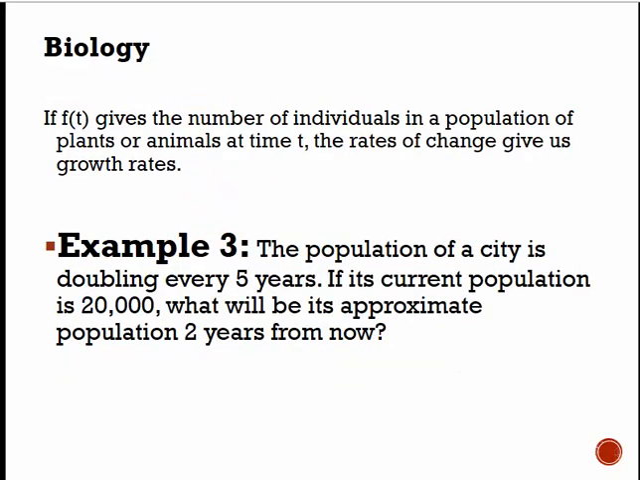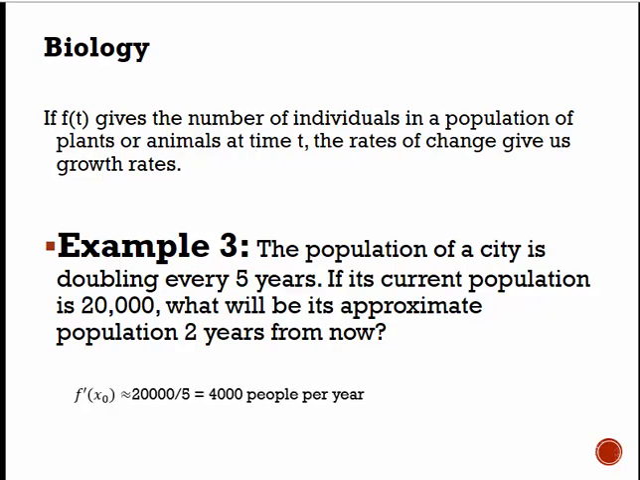In biology, anytime we have a population that's changing, we could look at growth rates. Derivatives would give you the instantaneous rate of change in a population. We could model this very precisely and come up with the formula for the function, but we're just going to approximate here on this example. The population of a city is doubling every 5 years. If its current population is 20,000, what would be its approximate population 2 years from now?